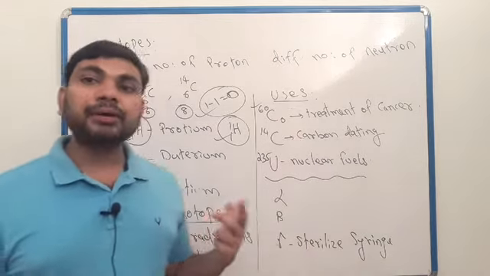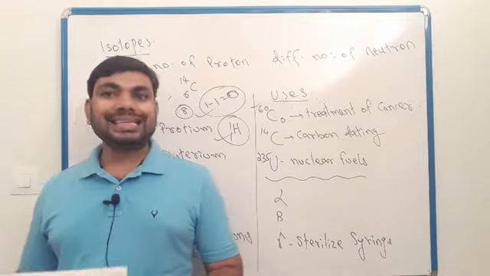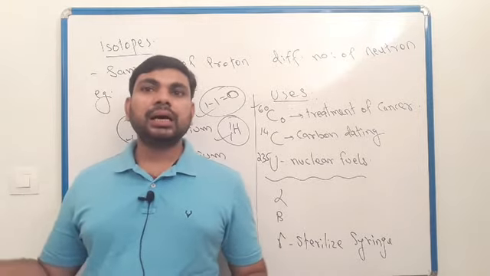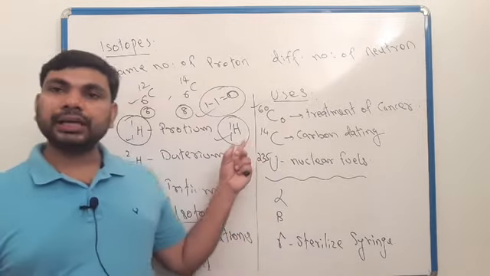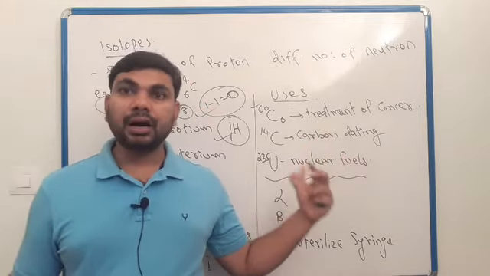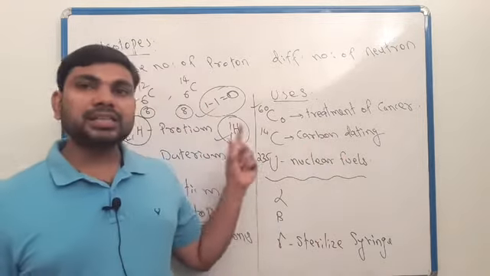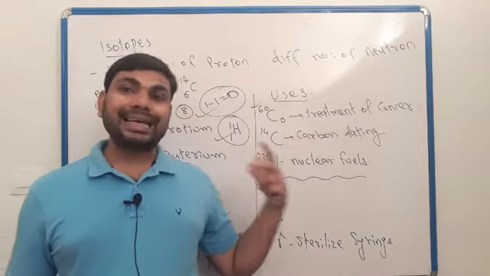And another one, carbon 14. We can detect the age of fossils. You can see here in one figure dead bodies or fossils, or dead remains of plants or animals. We can detect the age of these living things, how long ago they died, using this carbon 14. This process is called carbon dating. So cobalt 60 is used for cancer treatment, and carbon 14 is used for carbon dating.